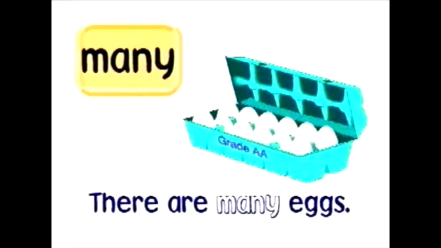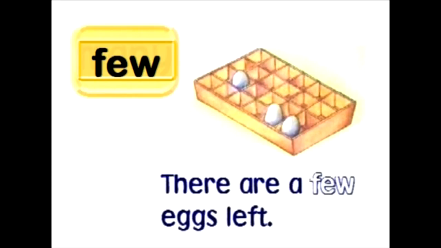Few and many. Few and many are generally used on count nouns, things we count one by one. And we use there are for both, as in the following examples. There are many eggs. There are a few eggs left.